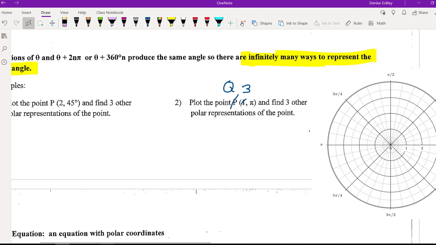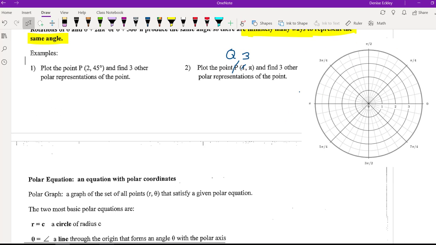So I added a polar graph here, and we're supposed to plot the point (2, 45°) and find 3 other polar representations. So I put a different type of graph. This is another way you see it. The main angles are marked, but there's other little lines in between, and not all of them are marked. So you learn after a while exactly where you are with these.